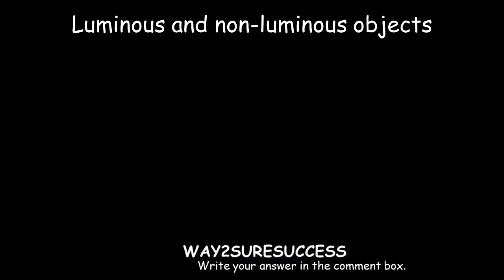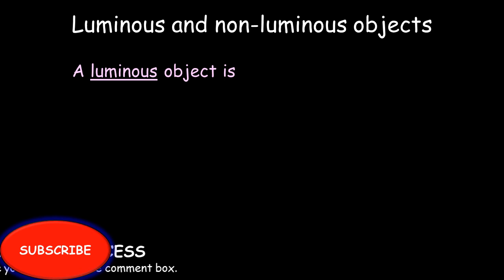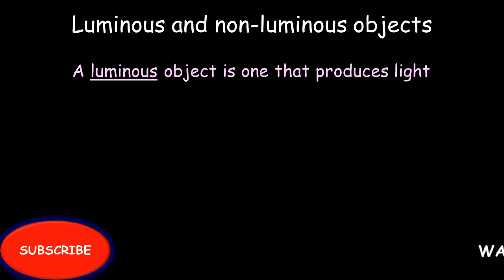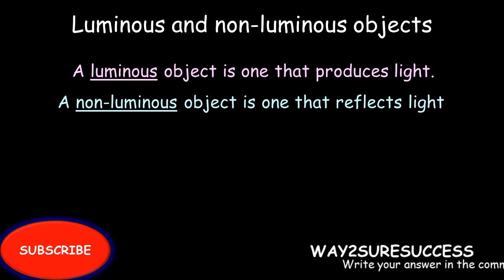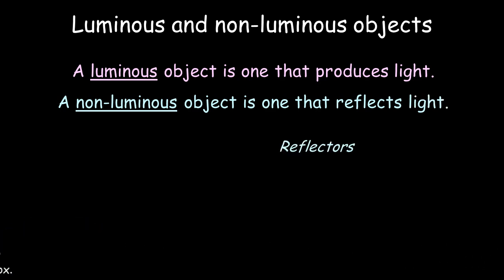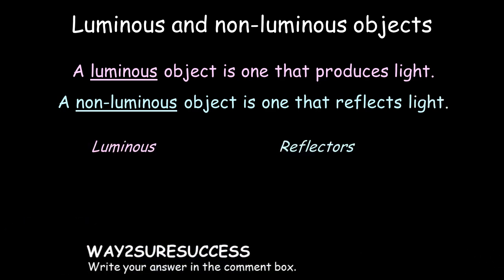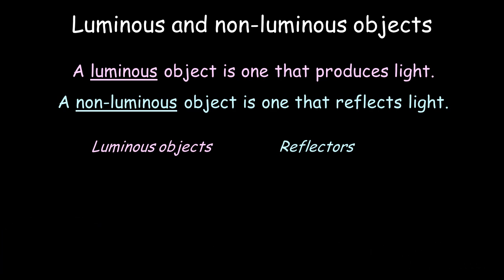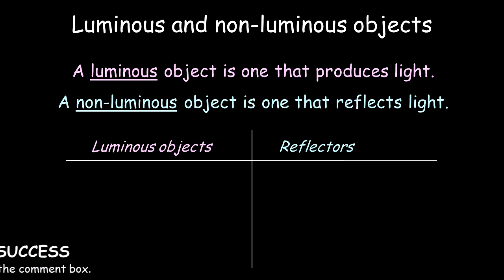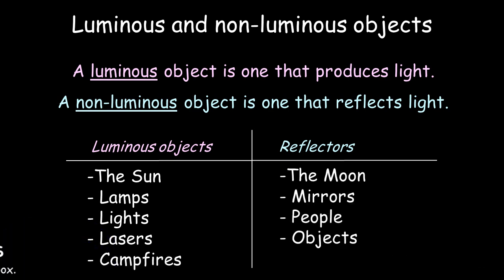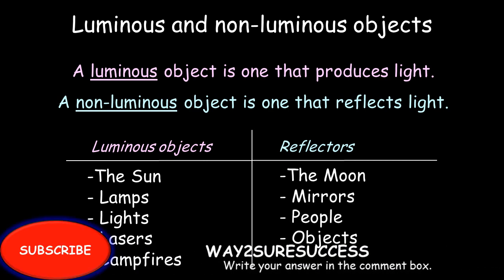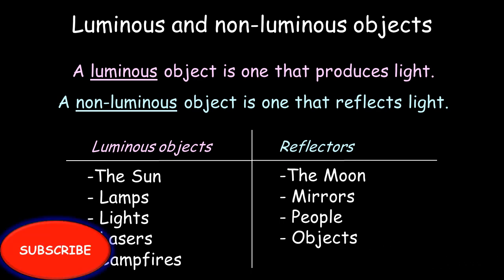There are two different kinds of objects, luminous objects and non-luminous objects. A luminous object is one that produces light and a non-luminous object is one that reflects light. The sun, lamp, light, laser, these are all luminous objects, whereas the moon, mirror, people, and different objects are all reflectors or non-luminous objects.